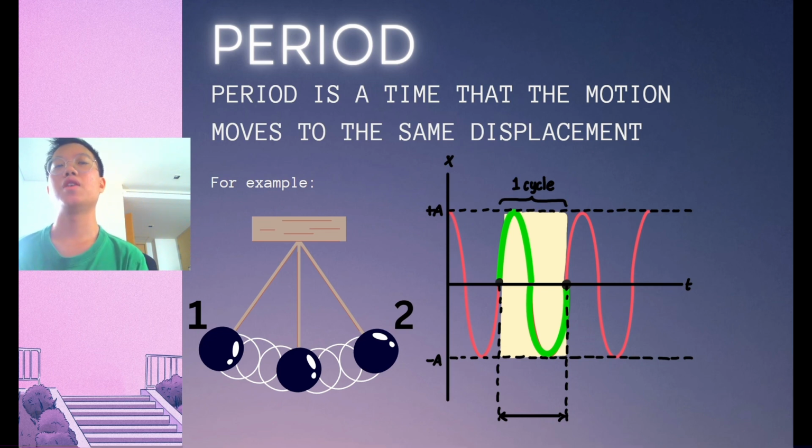For example, in this motion of the pendulum, if we start to look at the pendulum when it is at the equilibrium point, the pendulum will continue to position 2, which is the maximum displacement, and then go back to position 1, which is the lowest displacement, and then the pendulum will come back to the equilibrium point again, and this will be counted as one period or one cycle.